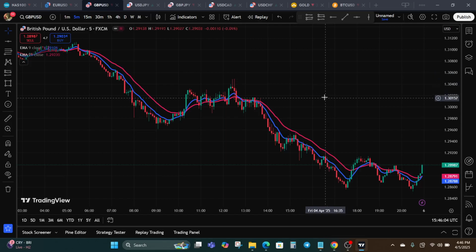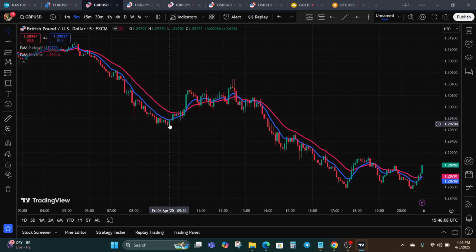So the 9-period EMA tracks the most recent price movements, while the 21-period EMA provides a slightly smoother, longer-term perspective. Once you have these two EMAs on your chart, you can start to look for the signals that will help you enter and exit trades.